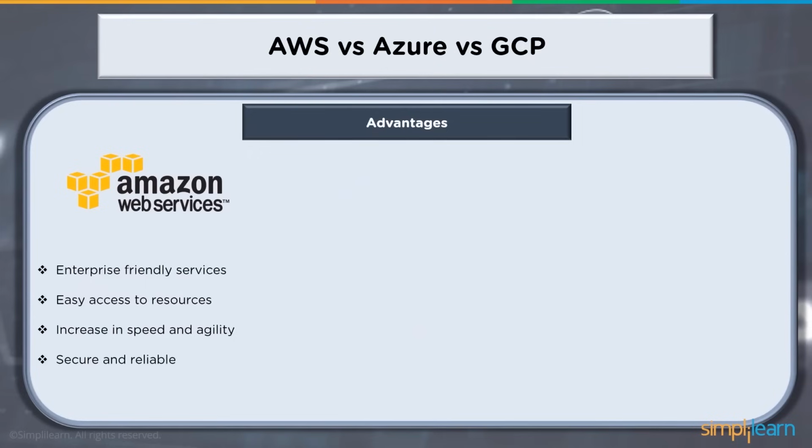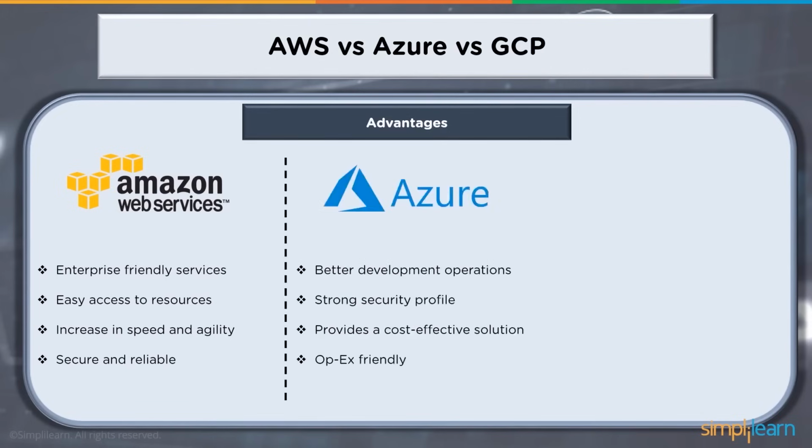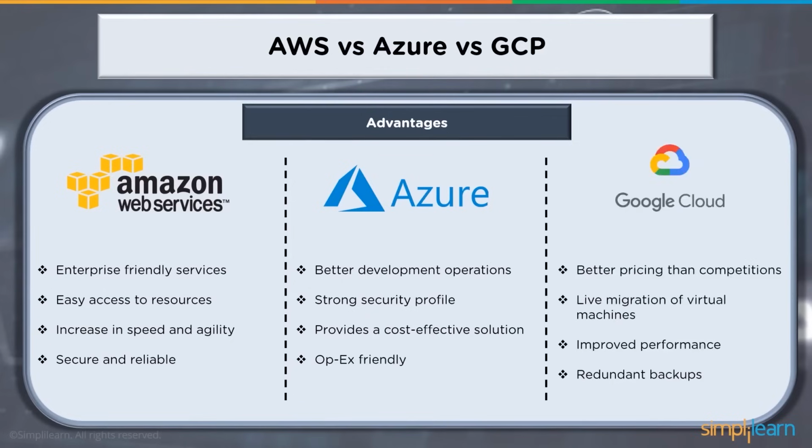When it comes to advantages, Amazon Web Services has enterprise-friendly services, easy access to resources, increase in speed and agility, and that too on demand, and takes care of the security and reliability of resources which are offered. When it comes to Azure, it has better development operations, a strong security profile, provides a lot of cost-effective solutions, and is operation execution friendly. When we talk about Google Cloud, one of the key features here is better pricing than competitors, live migration of virtual machines, which really interests a lot of organizations that would want to modernize their infrastructure without any kind of disruption in their existing services, improved performance, redundant backups, and so on.